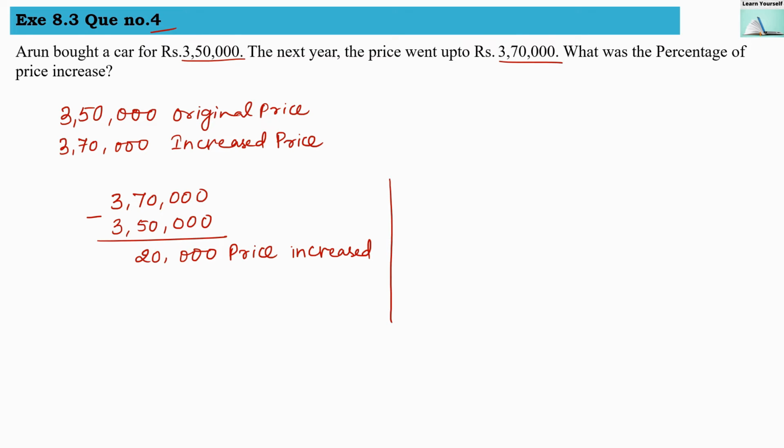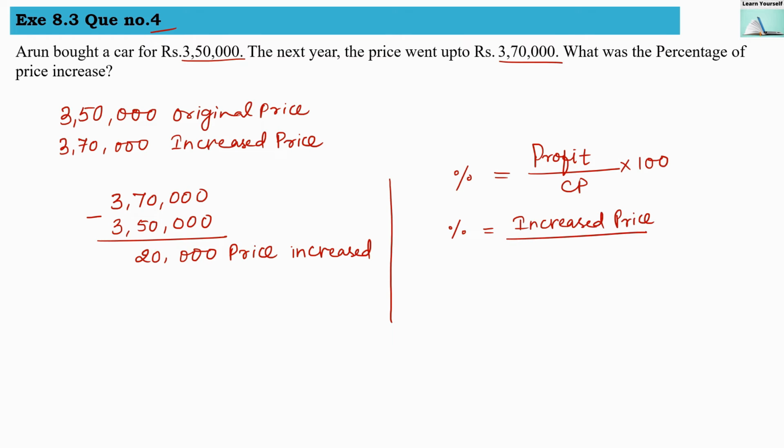Now we are going to find out the percentage. For percentage, we are going to use the profit formula: percentage equals profit divided by cost price into 100. So we are converting this formula as per this numerical: increased price divided by original price multiplied by 100. So we will get 20,000, that much price has been increased. Original price is 3,50,000, times 100.